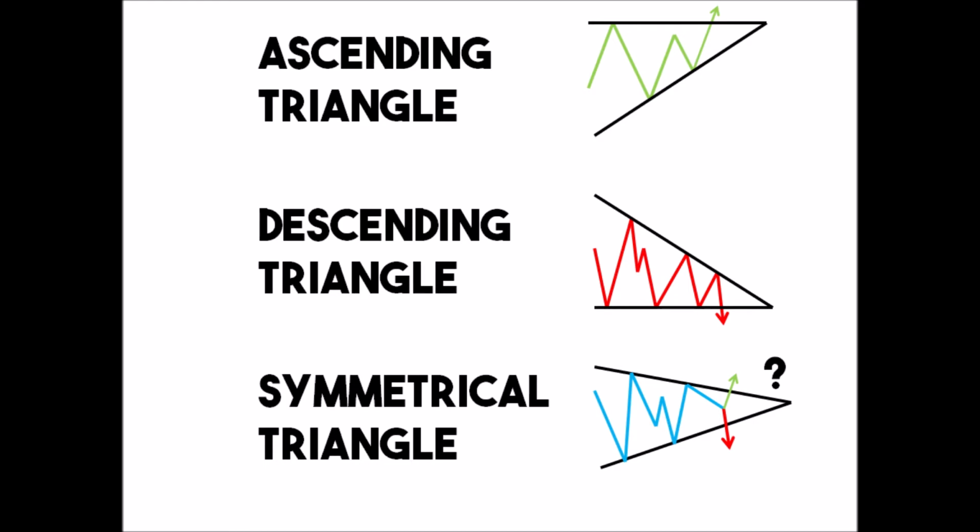Then thirdly, what you see is a symmetrical triangle pattern, and these are quite interesting because these are really indecision patterns, and you don't really know what direction the stock price is going to take. It could go positively or it could go negatively. So these are the sort of ones you want to avoid because there is often quite a bit of confusion when looking at these type of patterns.